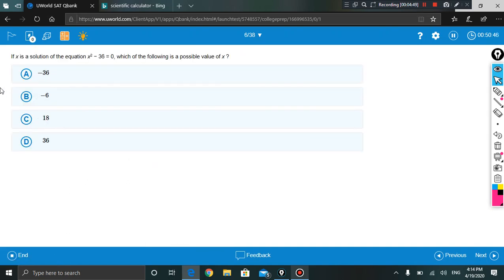If x is a solution, what's a possible value for x? Well, it's either 6 or negative 6. Negative 6 is the only answer. Because we put this to the other side and then root, it's either 6 or negative 6. Next.